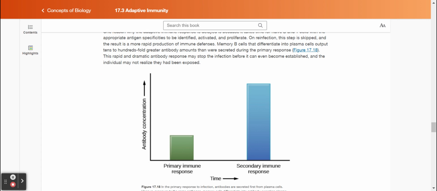Memory B cells that differentiate into plasma cells output tens to hundreds fold greater antibody amounts than were secreted during the primary response. This rapid and dramatic antibody response may stop the infection before it can even become established, and the individual may not realize that they had been exposed.